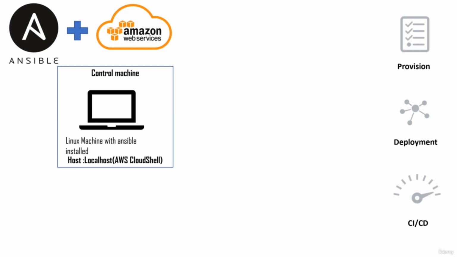Apart from the control machine, there are three important files that I would like you to be familiar with early on. The first one is the configuration file, which contains all configuration related information. The second important file is the inventory file. The inventory file contains all information about all the EC2 machines that have been provisioned by Ansible. And then comes the most important file, called the playbook file.